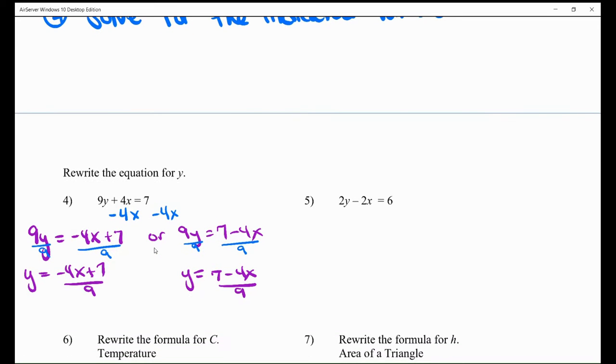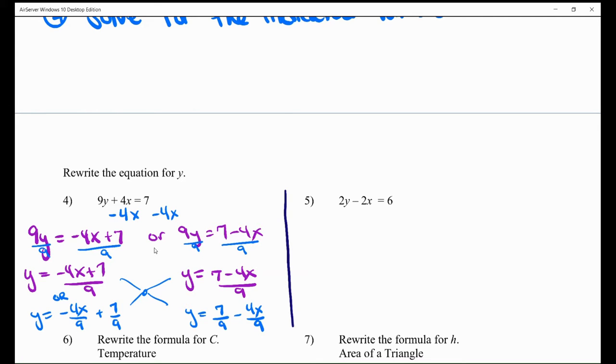Now these could also be split up into 2 terms. And you can divide negative 4x by 9 and the 7 by 9. And the same way if you had it the other order. Okay, any one of these options would be this equation solved for the variable y. But let's try to keep the x term first. That will help us be more successful in a future unit. So why not start now?